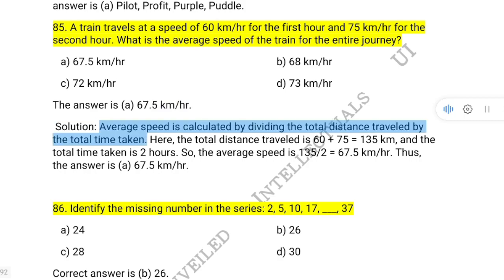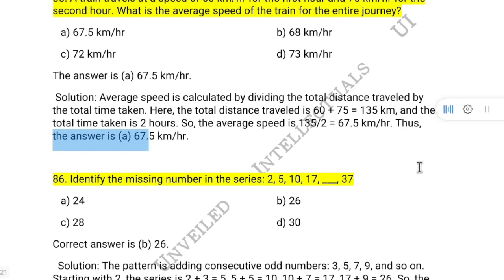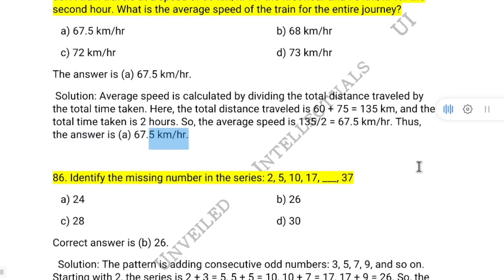Solution. Average speed is calculated by dividing the total distance traveled by the total time taken. Here, the total distance traveled is 60 plus 75 equals 135 kilometers, and the total time taken is 2 hours. So the average speed is 135 divided by 2, which equals 67.5 kilometers per hour. Thus, the answer is A. 67.5 kilometers per hour.